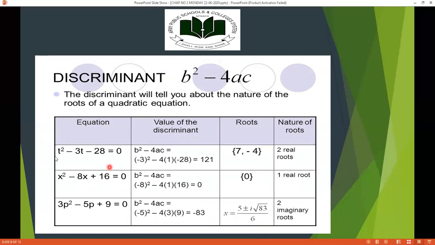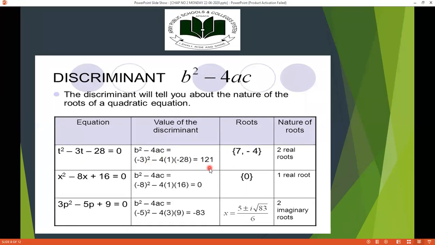What is the nature of the root? Look at the quadratic equation t square minus 3t minus 28 equal to 0, b square minus 4ac. I am putting the value. What is the value of b? Over here the value of b is minus 3. I am putting it over here, and minus 4 will be as it is. The value of a is 1, and the value of c will be minus 28. By simplifying it, 9 minus, by multiplying 28 and 4, I got 121.